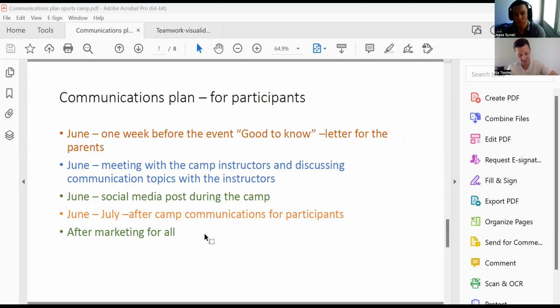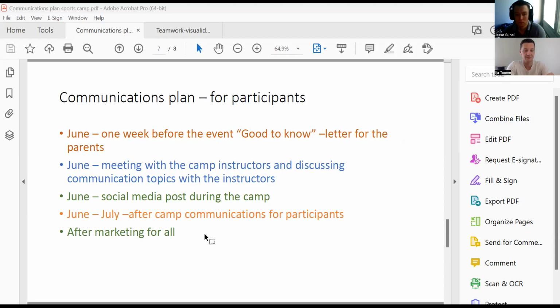When we have the enrollments, of course, when you enroll, you will get a thank you for enrolling message. But for this mass communication, at the latest one week before, it's good to send a letter to the parents about what to take with them, all kinds of instructions. Also, before the camp it's very good to team up with everyone who is organizing the camp and agree what kind of communications we want to have also in person during the camp.